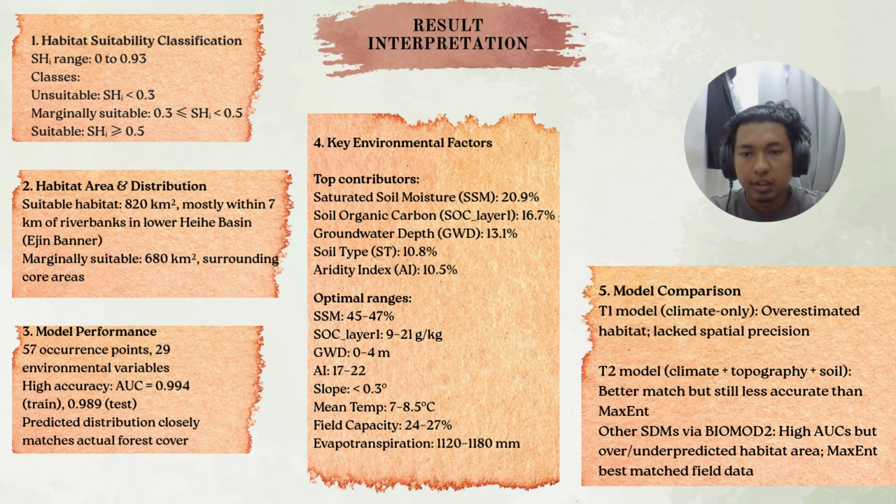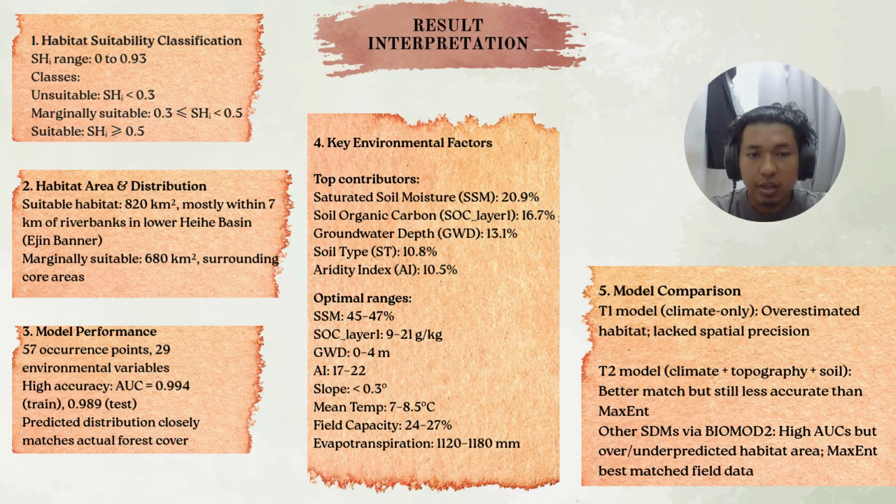And for the result interpretation, this is the habitat suitability modeling for Populus euphratica in the river basin using Maxent. These trees are mainly found in riparian areas of arid regions, and the goal was to predict the suitable habitat area. The habitat suitability index for the Maxent model ranged from 0 to 0.93. It classified the area into three groups: unsuitable less than 0.3, marginally suitable 0.3 to 0.5, suitable 0.5 and above.